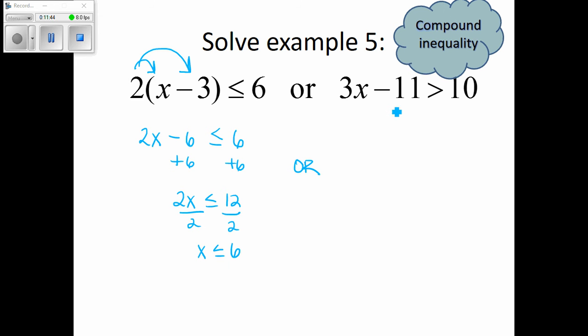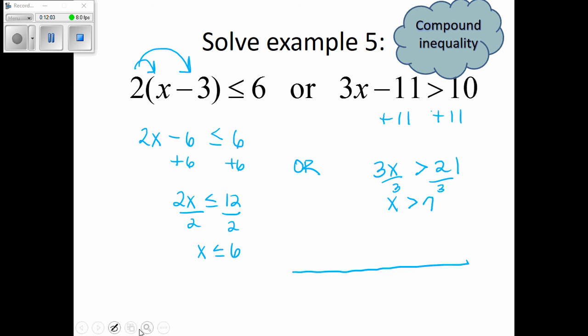or, okay, let's see what happens here. Add 11 to both sides. 3x is greater than 21. x is greater than, divide both sides by 3, x is greater than 7. So it's one or the other if there's not an intersection.